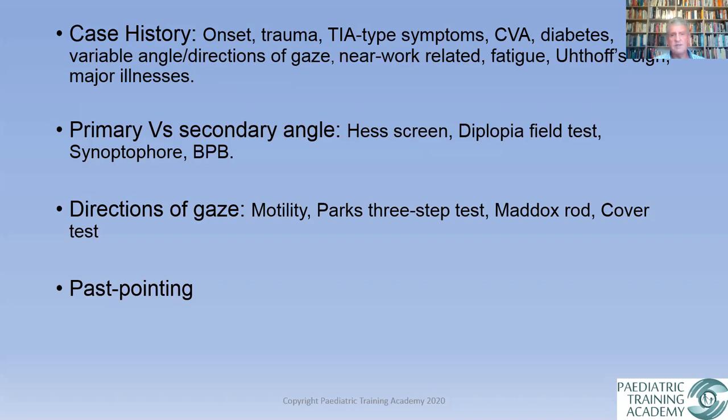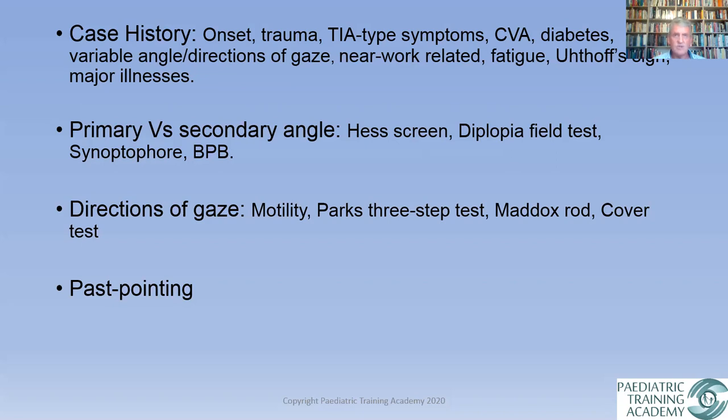Hopefully, everybody is doing cover tests on every patient. Because if you do not do a cover test on every patient, you have no idea whether your patient's strabismic or not. Because it is probably the best, or perhaps the only, significant test to decide whether a patient in fact has a strabismus versus a phoria, a dissociated phoria. Cover test needs to be done on every single patient you see. Let's hope we're all doing that.